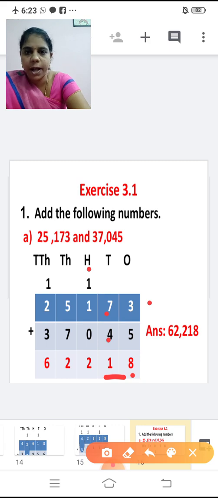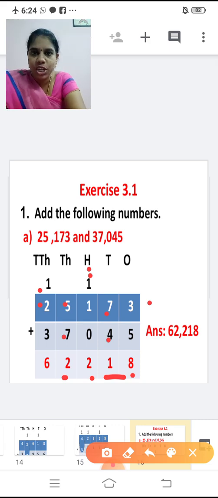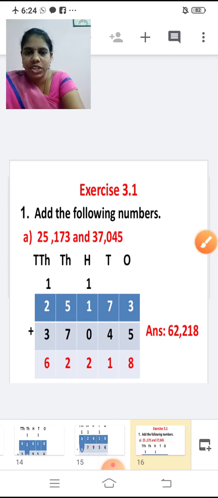Add the hundreds place now. 1 plus 1, 2. 2 plus 0, 2. Then the thousands place. 5 plus 7 is 12. So write 2 here. 1 you carry over to the next place, the 10,000 place. Add 1 plus 2, 3. 3 plus 3, 6. So the answer is 62,218.